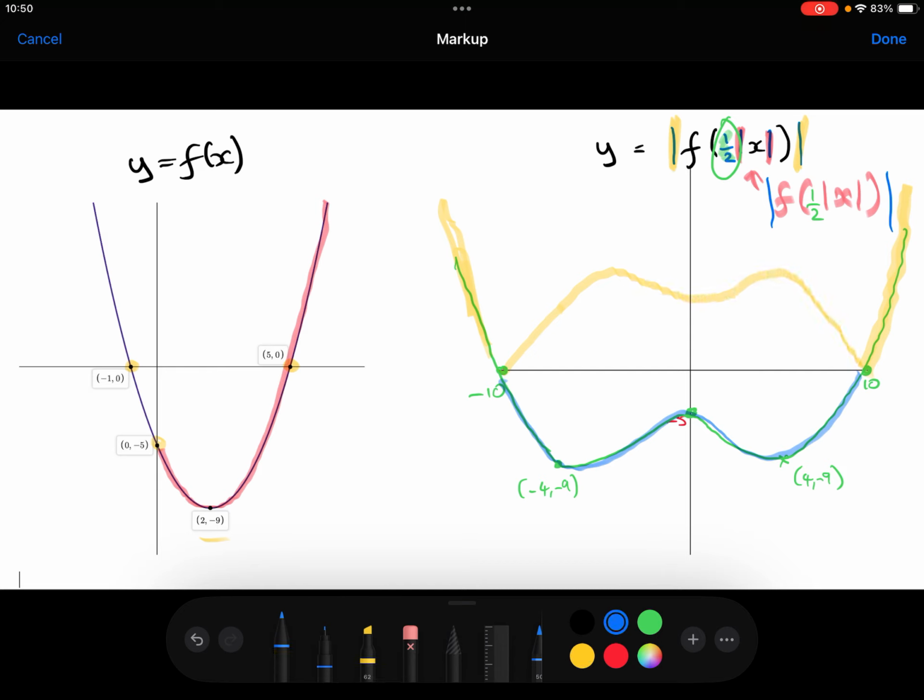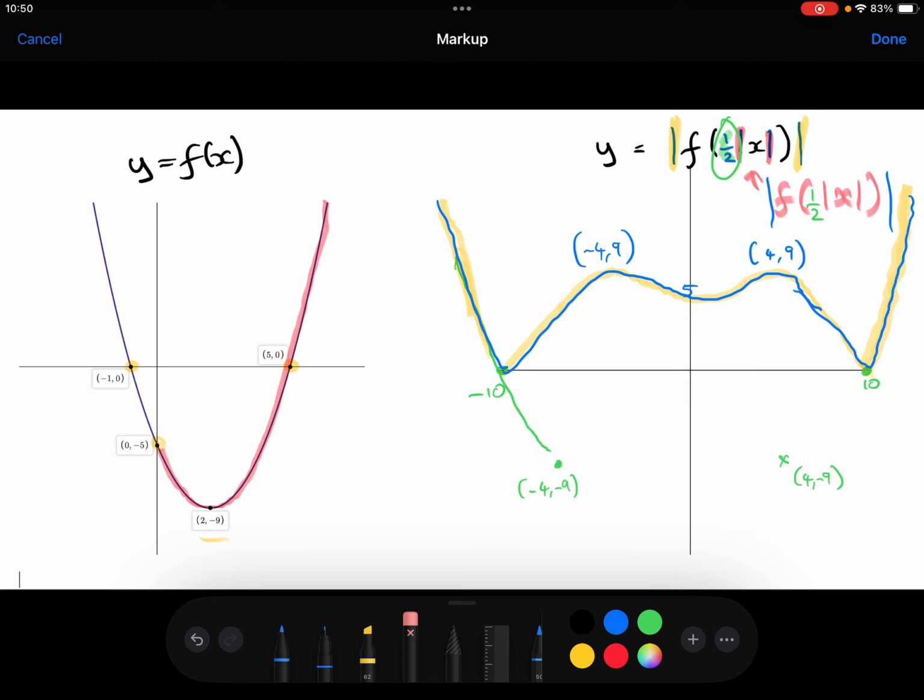We've got the turning point here, which is (-4, 9) now. The y-intercept here, which is positive 5 now. And the turning point here, which is (4, 9). And so that shape there is my overall answer for this question involving those 3 different transformations. And let me just tidy all that up.